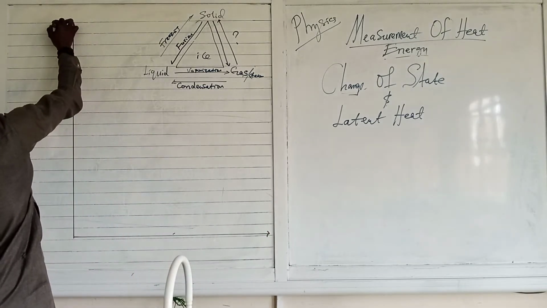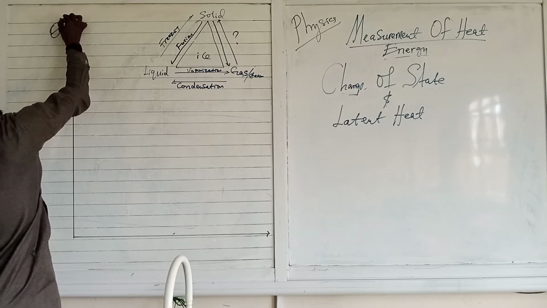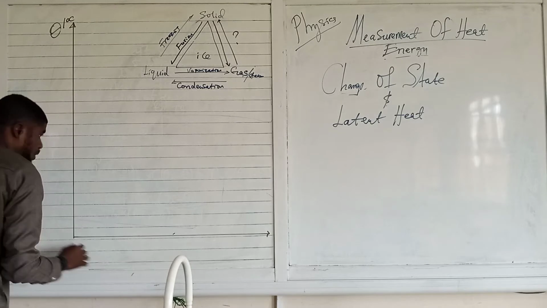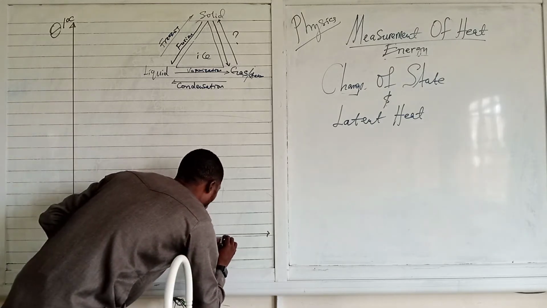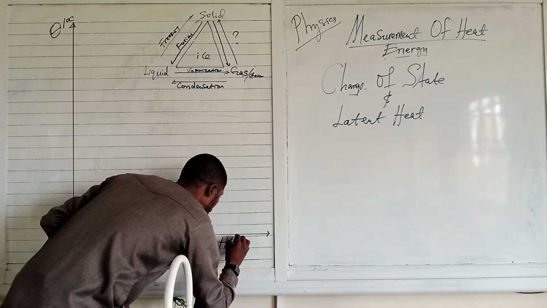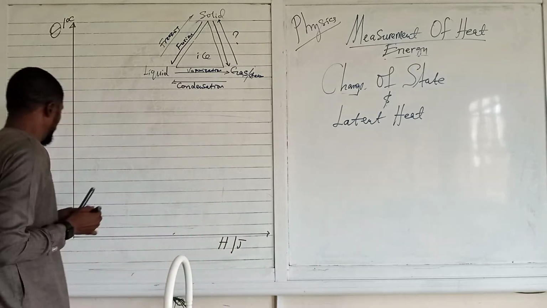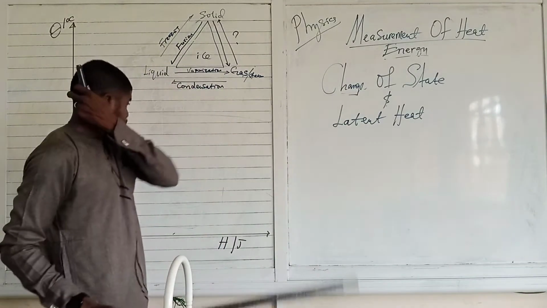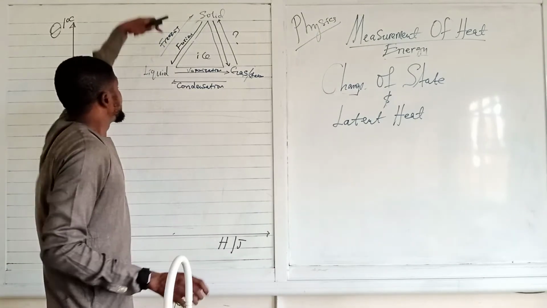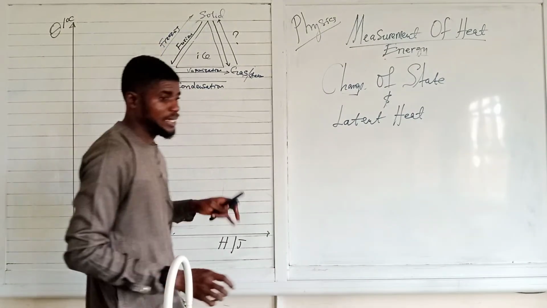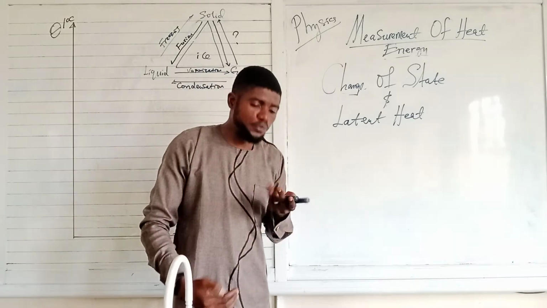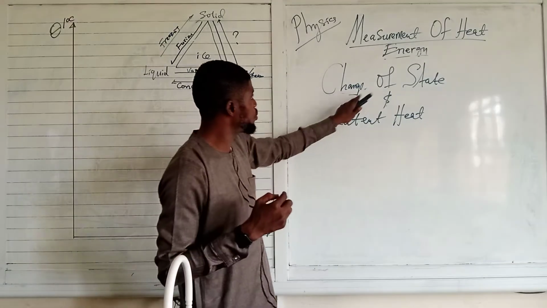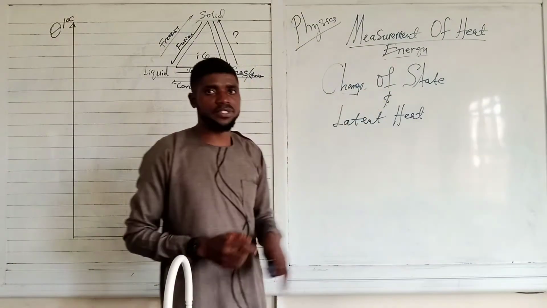So this is my theta in degrees Celsius, and this is my quantity of heat energy in joules. Stay with me as I explain this. Now, there is a particular heat that is responsible for this change of state. That is why I have put this topic as change of state and latent heat.